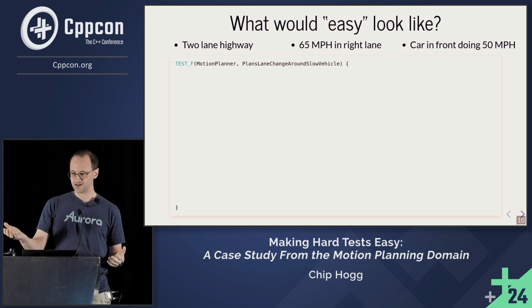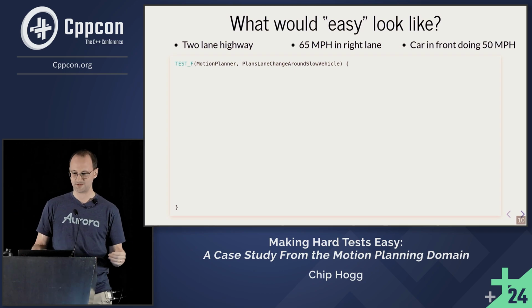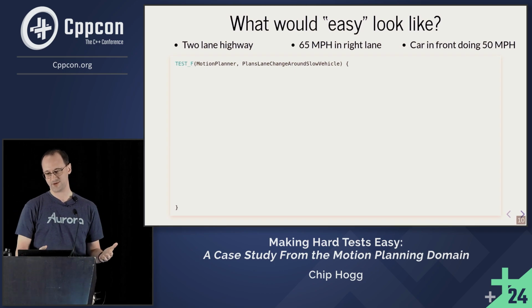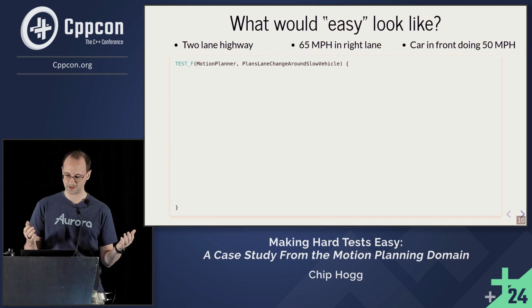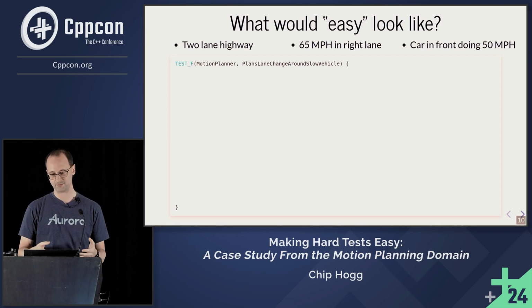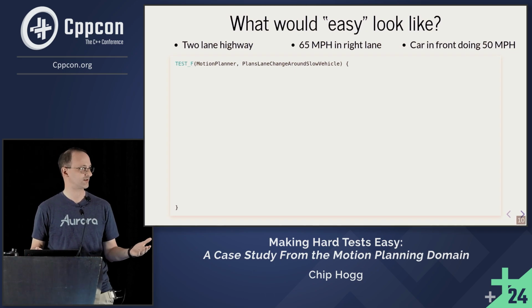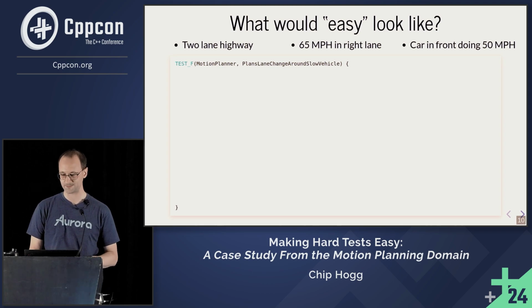Let's say we have this 2-lane highway. We're doing 65 in the right lane. We've got a car in front doing just 50, nobody else around. We want to run the planner and test that it proposes a lane change to overtake the car.